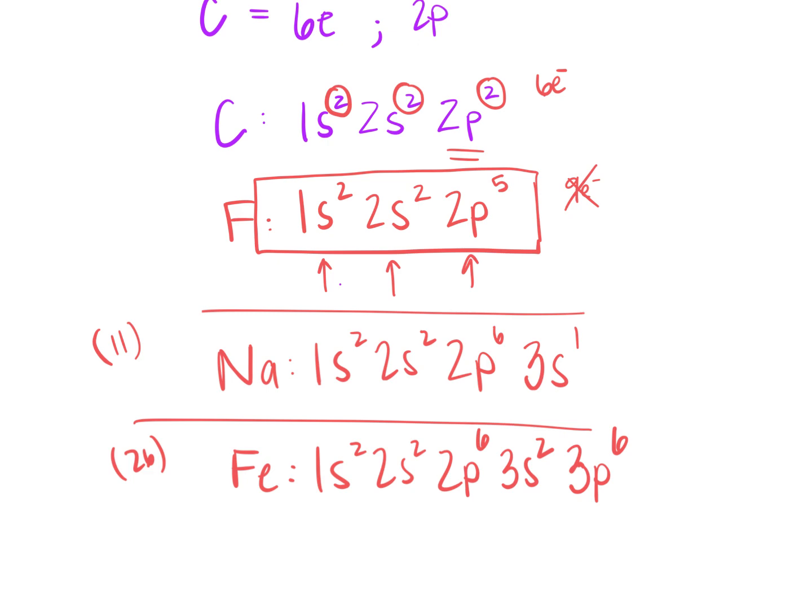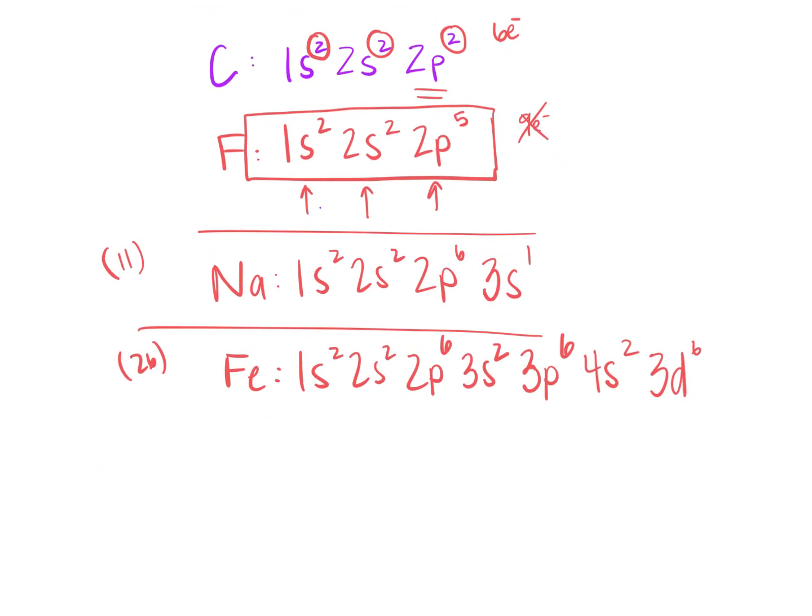So now I'm at what element? Listen. If I'm finished with 3p6, I'm at argon, right? I've put in 18 electrons so far. Now I jump down to potassium, which is 4s2. We're almost done. Now we're at 3d. How many? 3d. 1, 2, 3, 4, 5, 6. There it is. Okay?